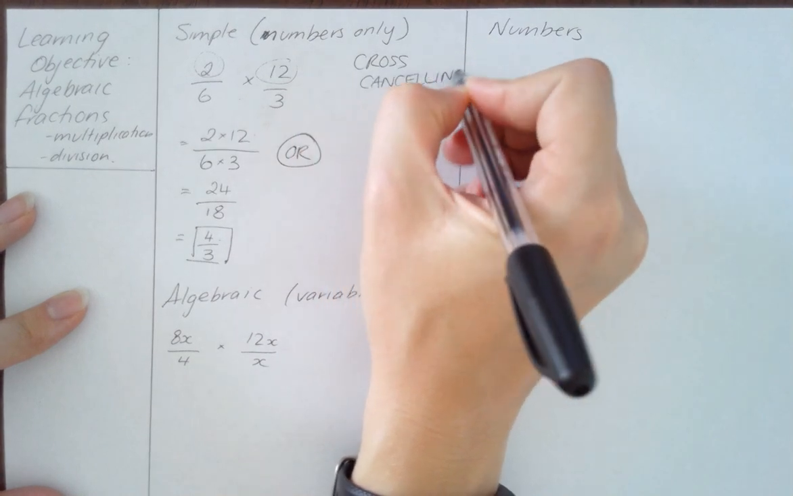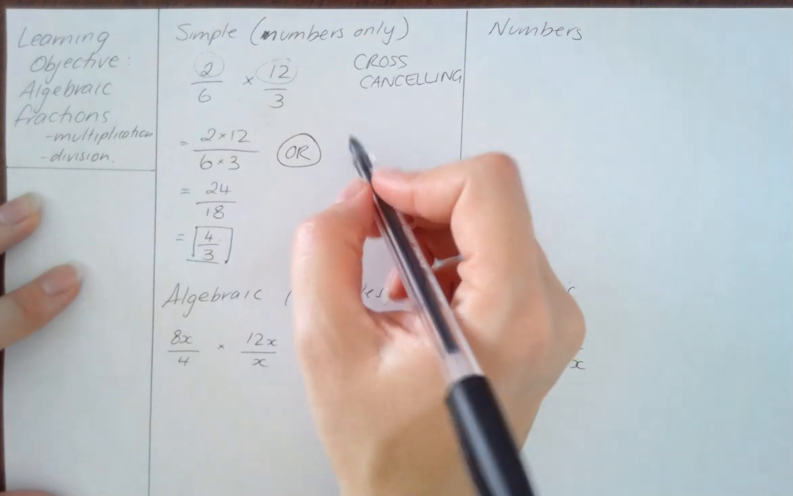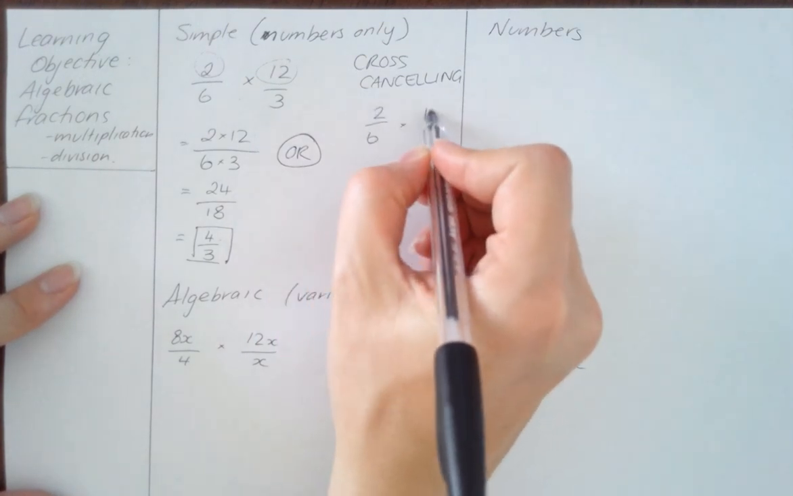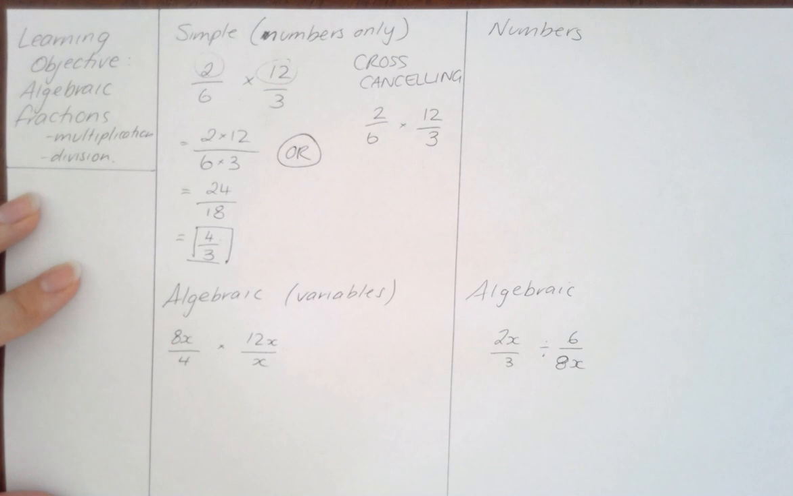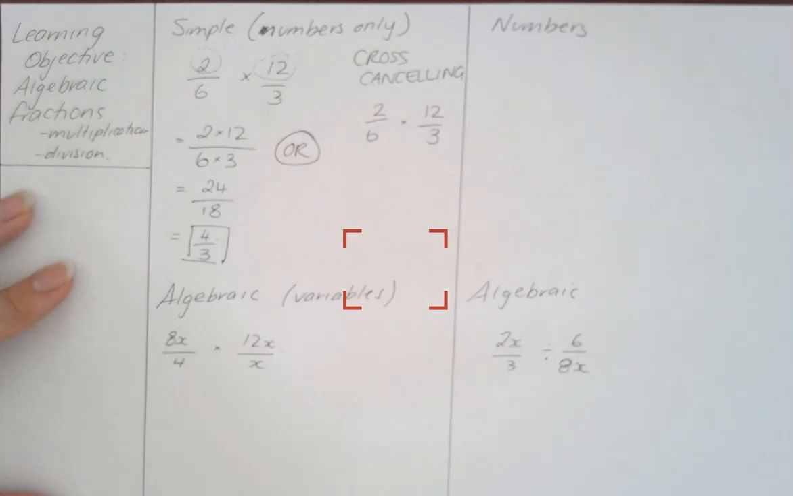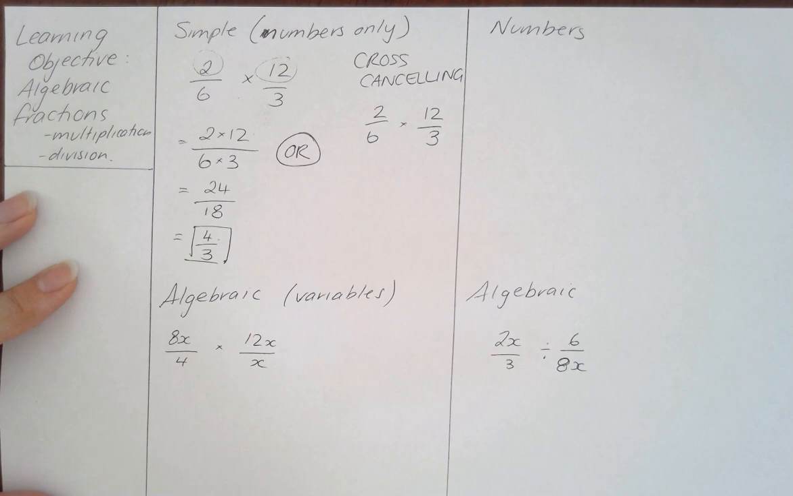Right, exact same expression here. So we would have 2 over 6 times 12 over 3. Alright, exactly the same expression.